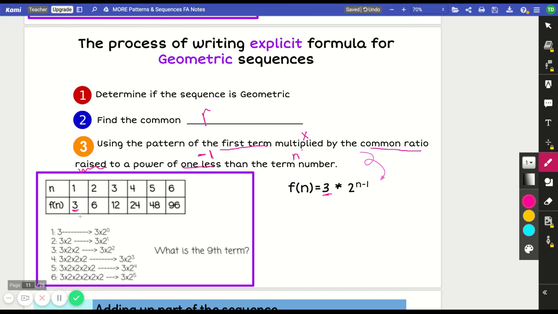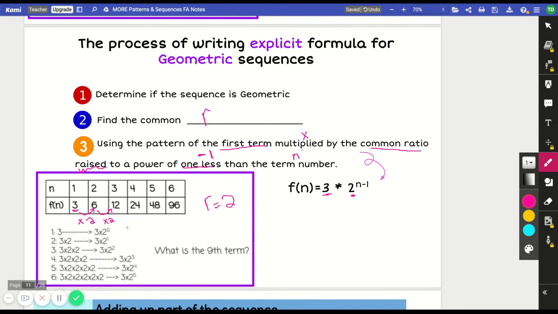So I have my first term is 3. And let's see, 3 to get to 6, I'm multiplying because it's geometric by 2. 6 times 2 gives me 12. 12 times 2 gives me 24. So my common ratio is 2. And that we put here in our formula. And we raise it to the term number minus 1. So let's see what that looks like.